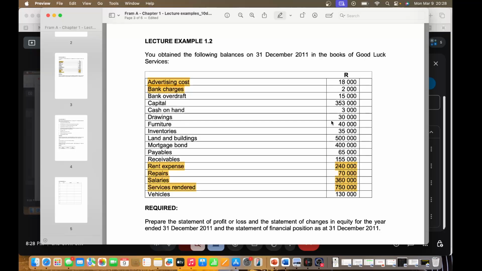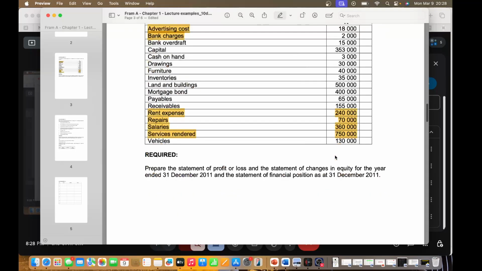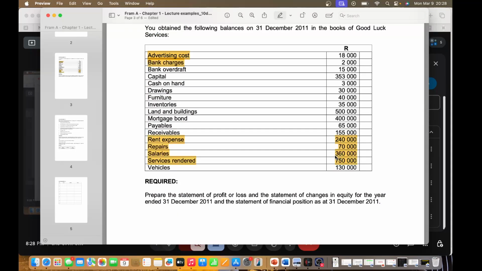And then there's something we're missing. Let me just check. Are we missing any information? Nope, we are not, right? I think we've highlighted all the incomes and expenses. So now that we know this information, it's easy for us to do the statement of profit or loss, right? So how are we going to go about it?